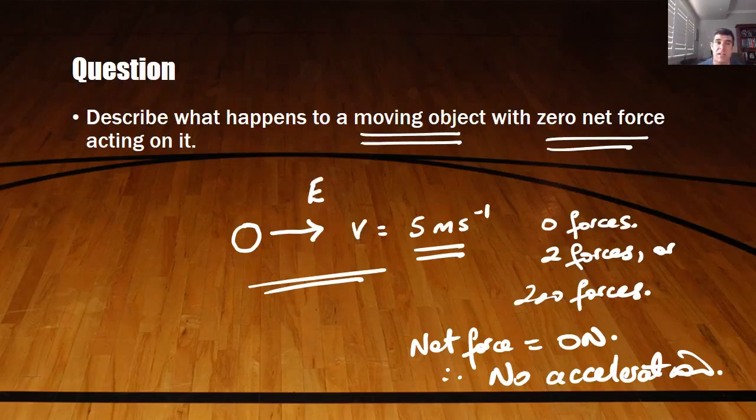Newton's first law says an object will remain at rest or it will continue to move at a constant velocity unless it's acted upon by a net force. So Newton's first law is about the application of zero forces.